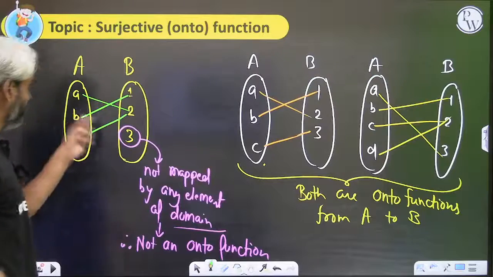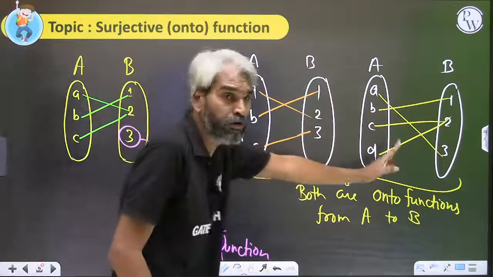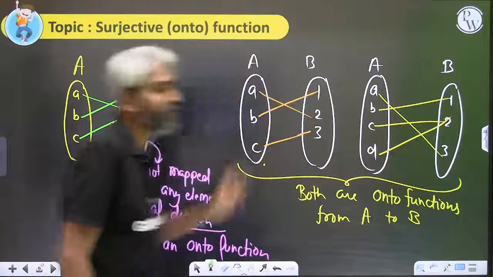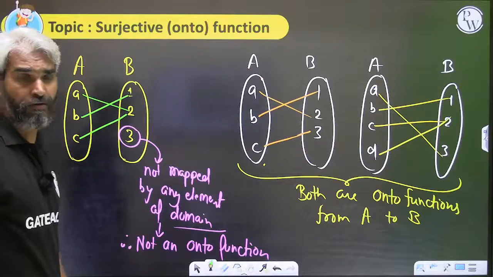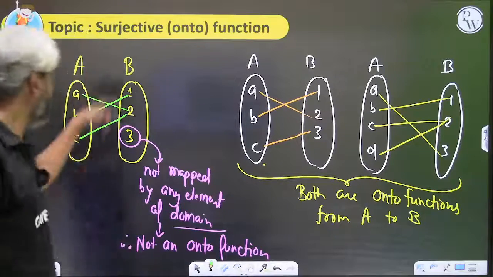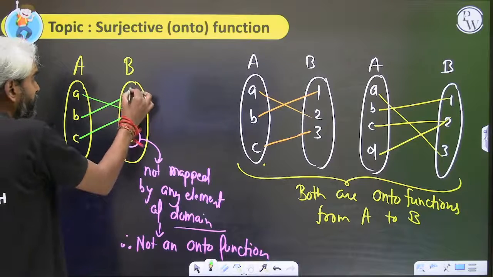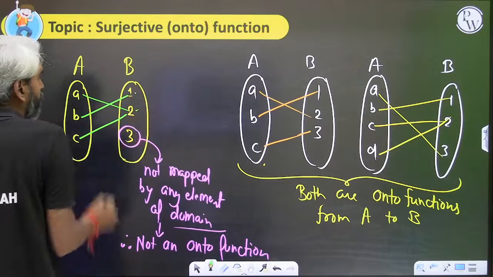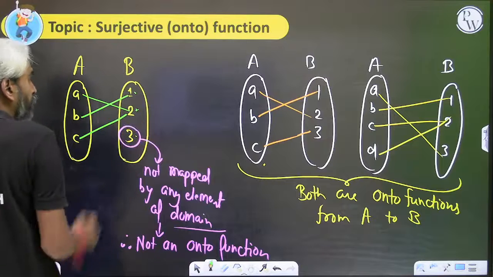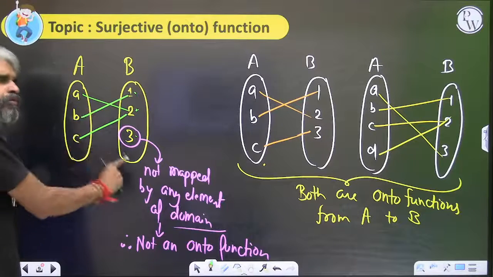So sir, this is not an onto function. These two are onto functions because every element of the codomain is mapped by at least one element of the domain. Now please try to understand. In this particular case, the range of the function will include only 1 and 2, whereas the codomain will include 1, 2, 3. So in this case, range is not equal to codomain.